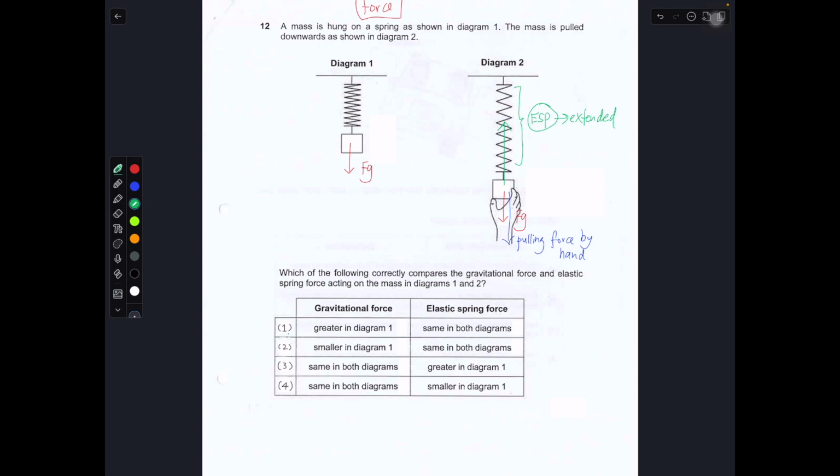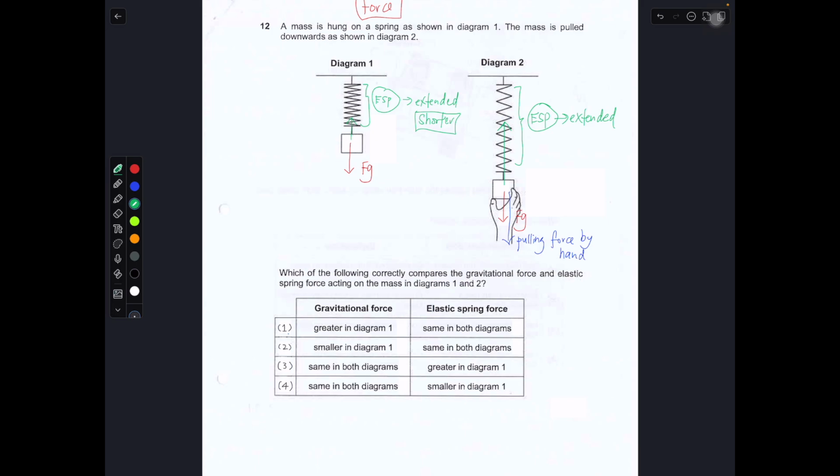Likewise, for diagram 1, right, there will be elastic spring force because the spring is also extended. Okay, but it's extended shorter. So the amount of elastic spring force exerted by the spring onto the mass is slightly a little bit shorter. So you can see the length of the green arrow on both diagrams, right? They are trying to say the amount of force. Okay, the amount of elastic spring force to be exact. Okay, and the length represents the amount. Okay, the longer it is, the more elastic spring force exerted by the spring on the object.